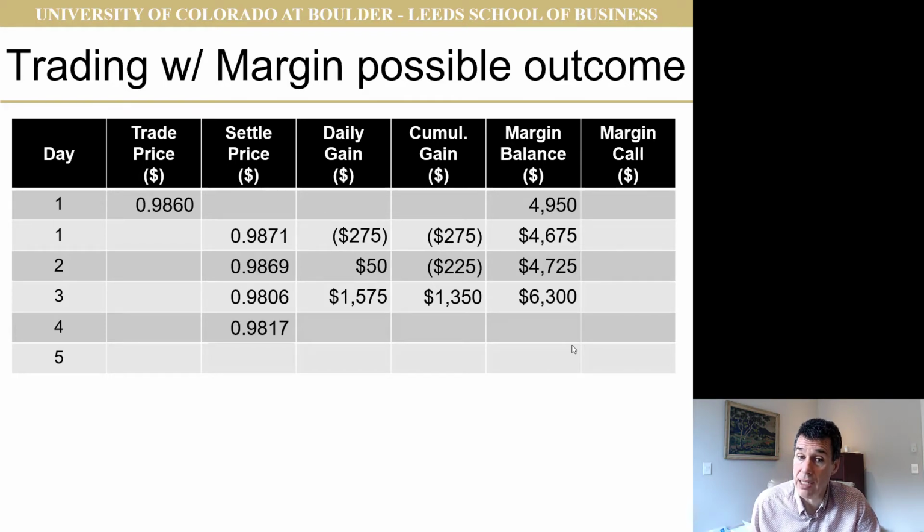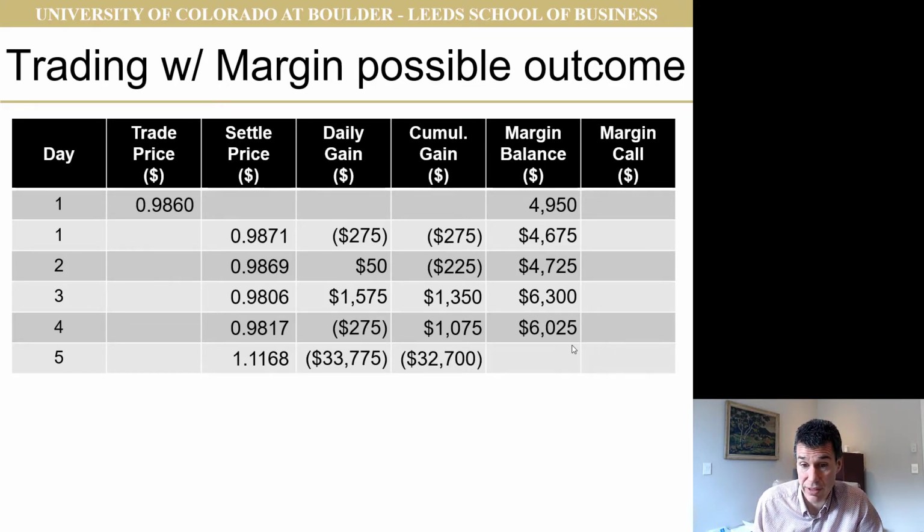The next day, 0.9817, that's against them, $275 again. Now they're at $1,075. Margin balance $6,025. The next day, the market went to 111.68. That was a pretty bad day. They lost $33,775. Cumulatively, they've lost $32,700. Their margin balance is negative $27,750, and they're going to get a margin call.